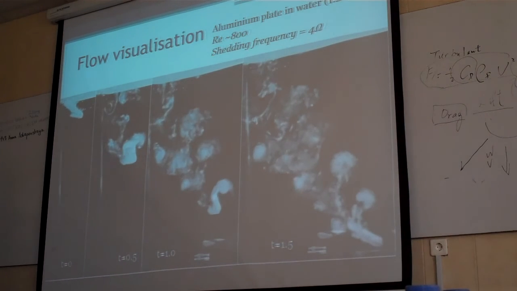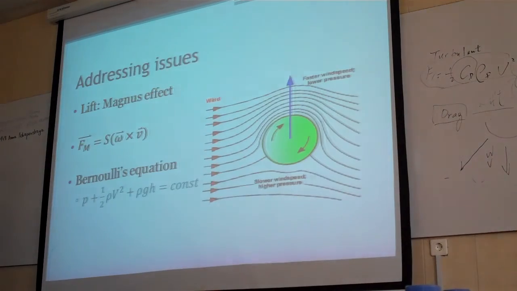So here is a picture of how the experiment is done. We use an aluminum plate, and this will be the vortices. The vortices will be regions of lower pressure, and there will be high pressure in front, and this creates an upward force.